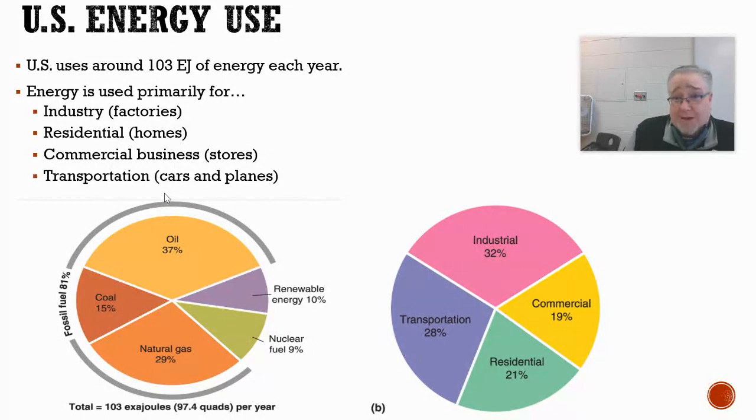But how are we using our energy? Mainly four things. And the world does the same thing. It's just maybe different chunks of the pie. We use it for transportation. We use it for industry, commercial, like our stores and businesses, and residential. We use energy in our homes.